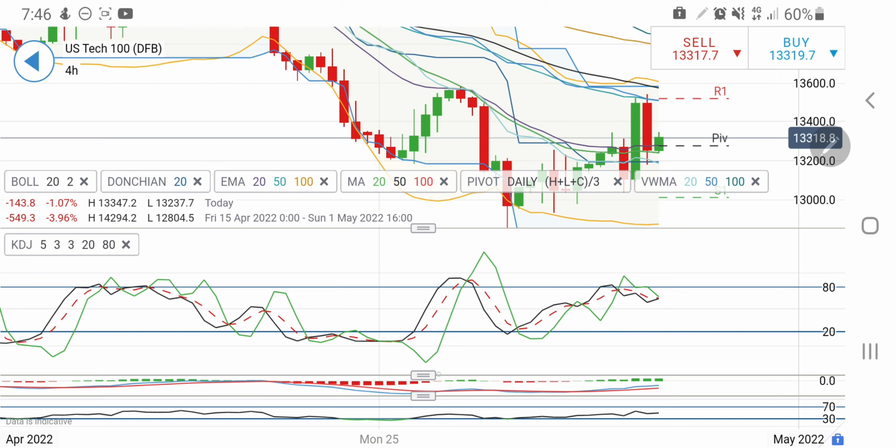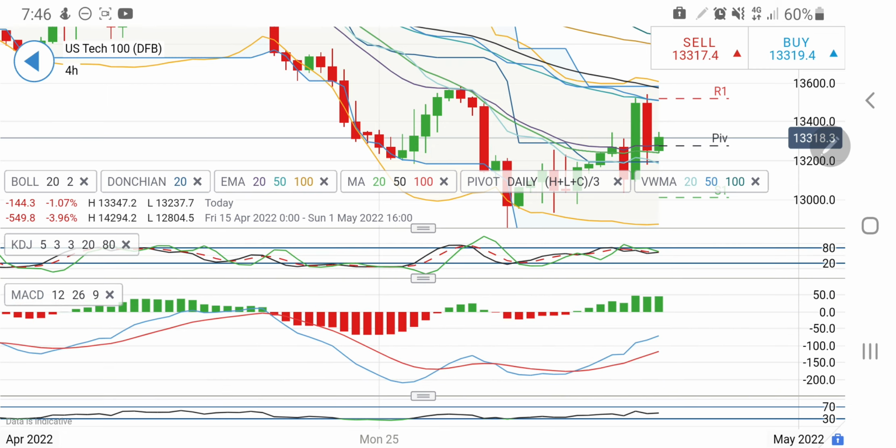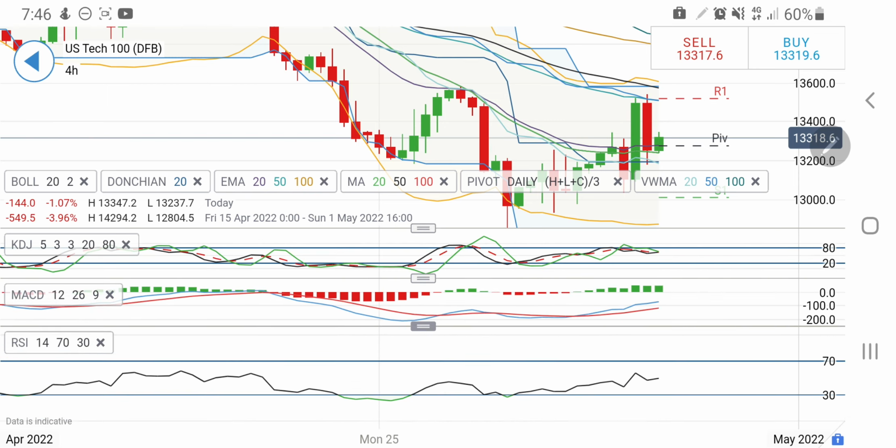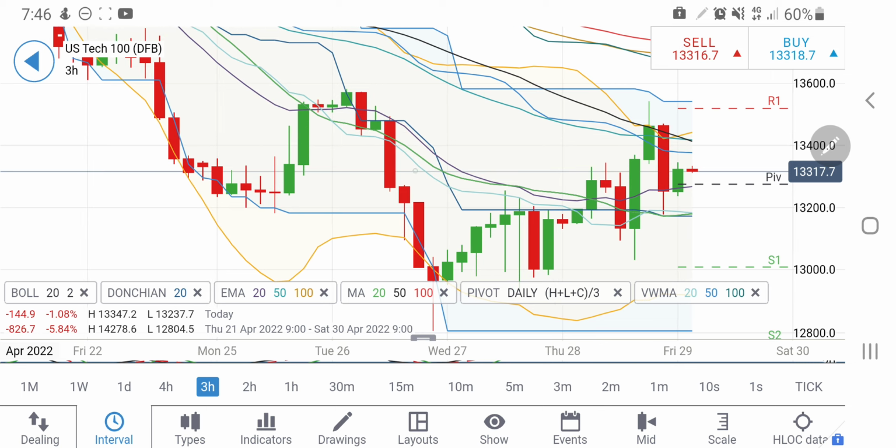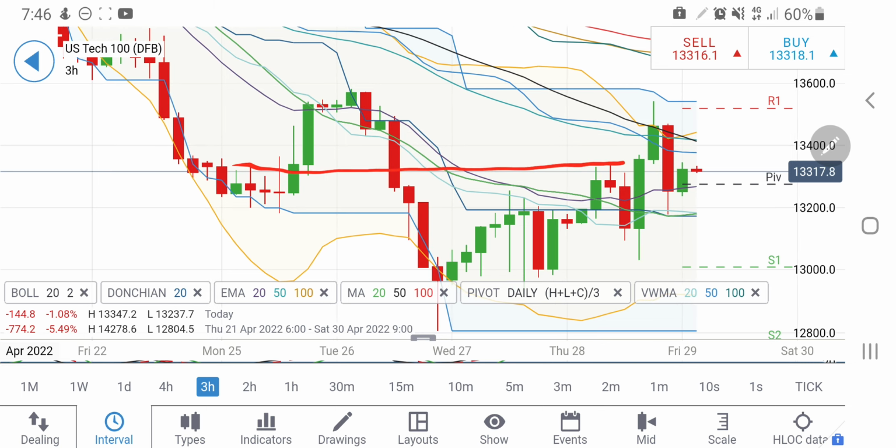Now this is just on the 4-hour chart. The 4-hour stochastic is near overbought. MACD lines are wide and divergent. RSI looking comfortable there. And if you look at the 3-hour chart, the 3-hour chart is getting a little resistance here at 13320 levels. These are the levels at which we have seen it getting resistance multiple times.